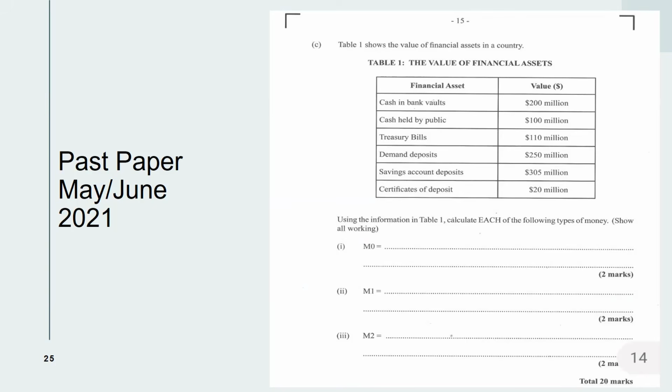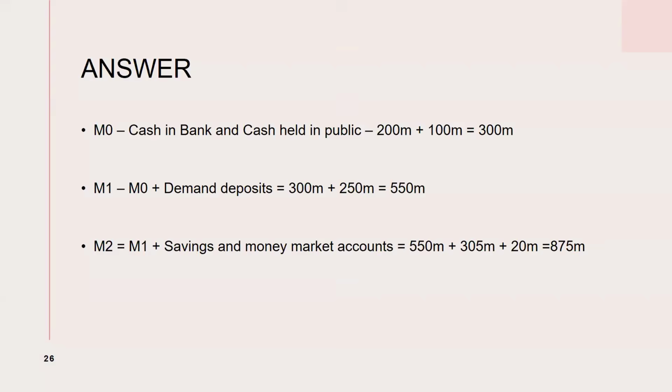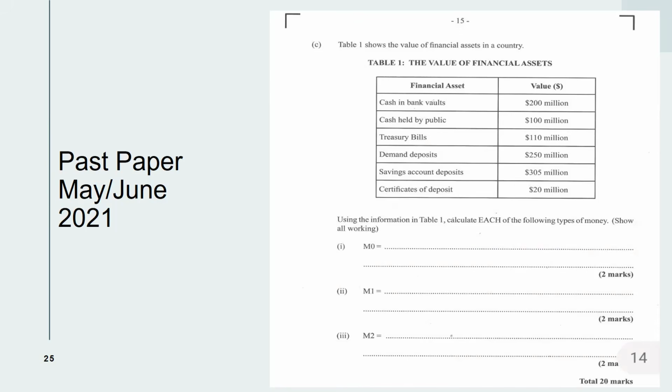All right. M1 would be everything that's in M0 plus say demand deposits. That is money that you deposit into your account and you could get access to it at any time. And then M2 would be everything in M1 plus savings account deposits and certificates of deposit. Those take a little while for you to get access to. Treasury bills would not be M0, M1, or M2.